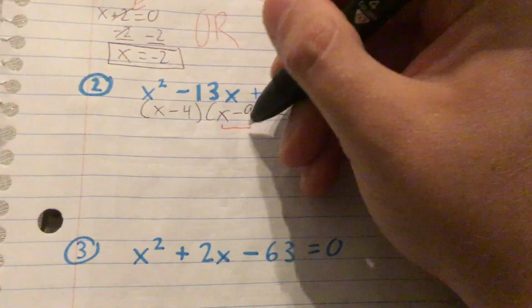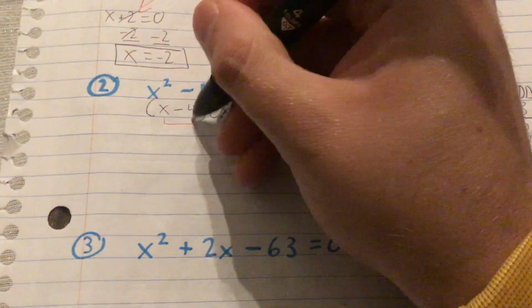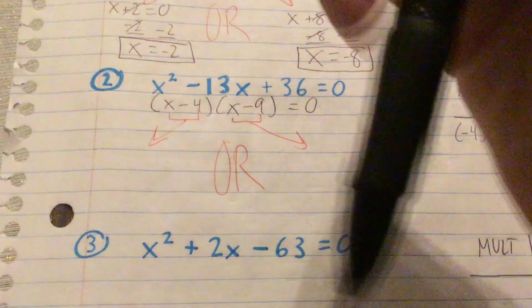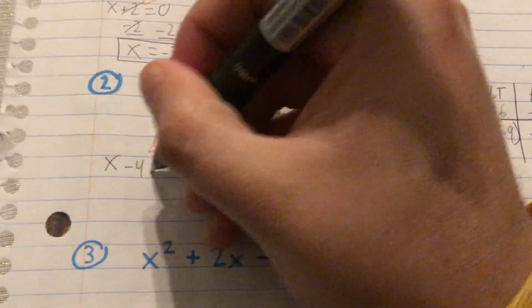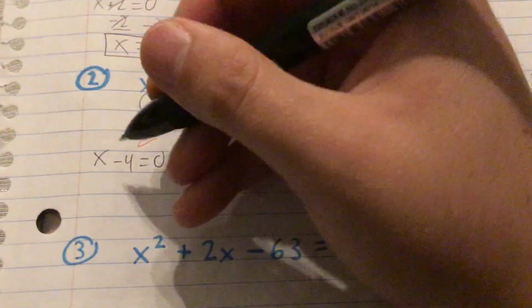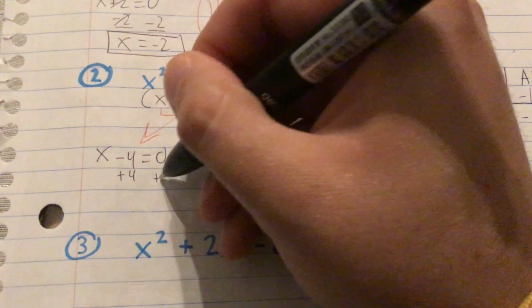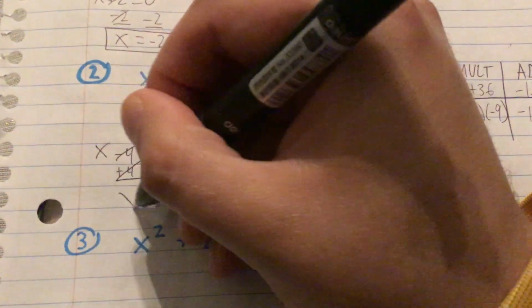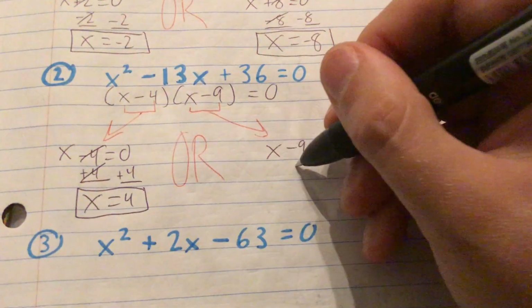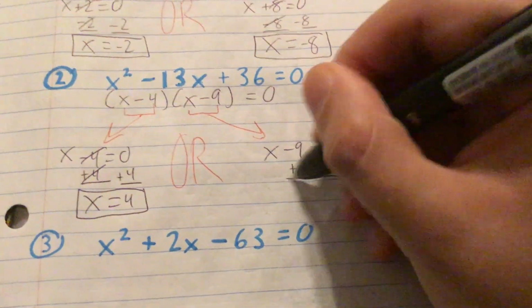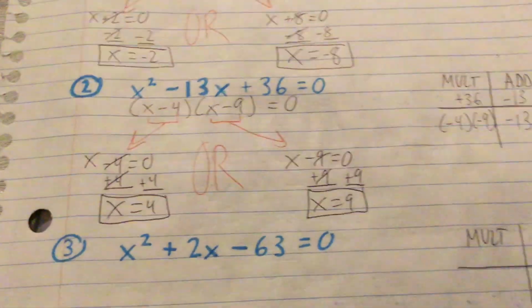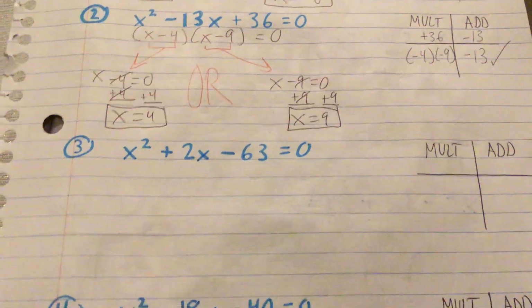Zero product principle states that we can separate them, basically saying either x minus 4 is equal to 0 or x minus 9 is equal to 0. So on the left equation, we're going to add 4 on both sides. One of the solutions is x is equal to positive 4. The other solution is we have to add 9 on both sides, and x is equal to positive 9. Okay, so either x is equal to 4 or x is equal to 9.